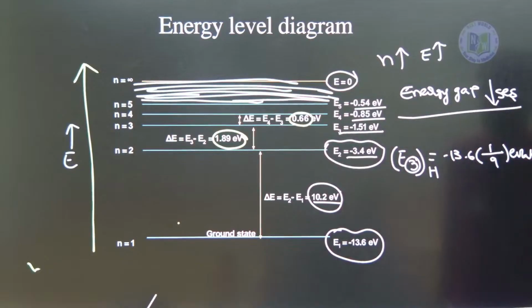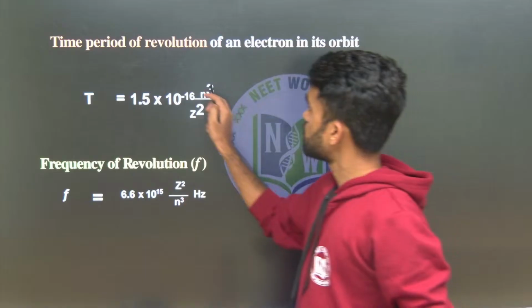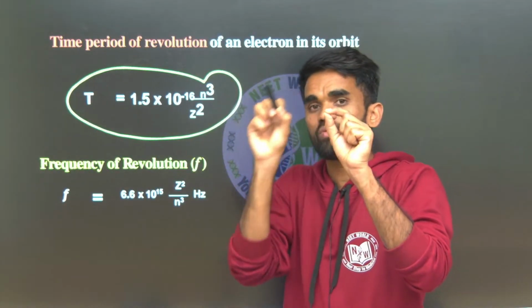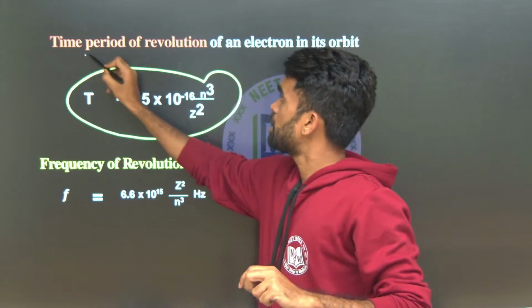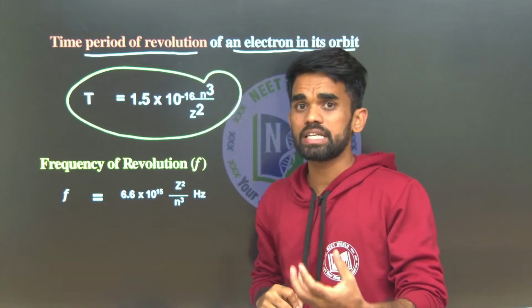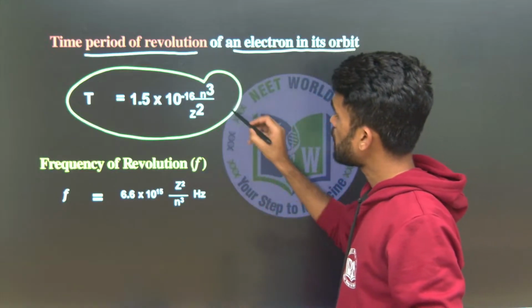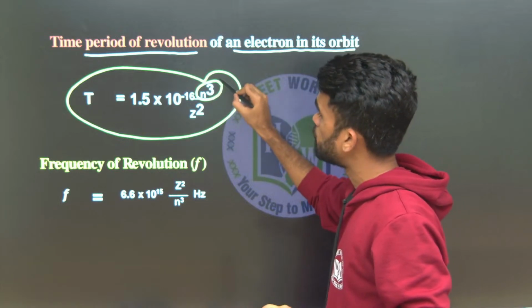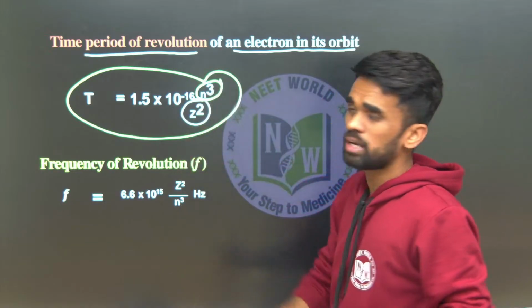Next, there are a few other formulas to be noted. We have something called the time period. See, we know the electron is revolving around the nucleus, so we can calculate the time period of revolution of an electron in its orbit: how much time it takes for one revolution. See, what is the formula? If the electron is present in the nth orbit, you take n cube, that orbit number to the power 3, and the atomic number of that particular atom.